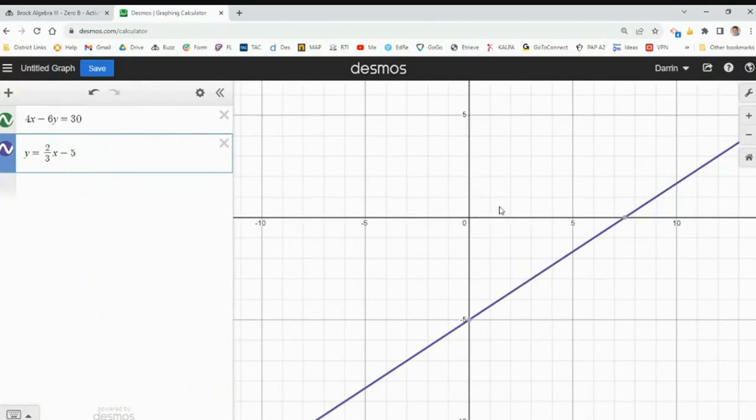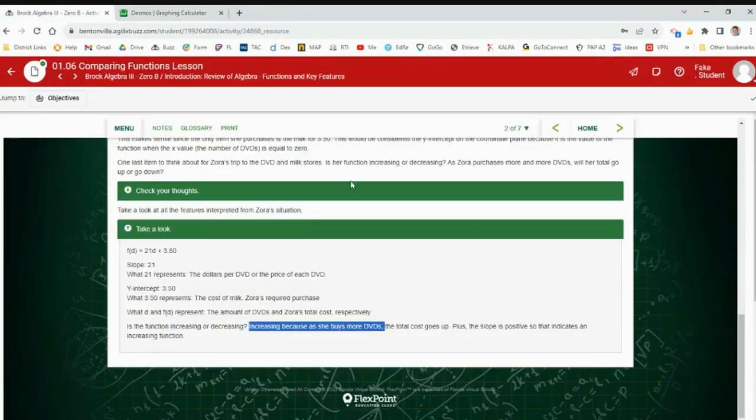The larger the x gets, when you go from 0 to 1 to 2 to 3 to 4 to 5 to 6, or from -10 to -9 to -8, anytime you're moving to the right on the x's, the y is moving up. So this is the increasing function. The larger x gets, the larger y gets. That's how you know it's increasing.